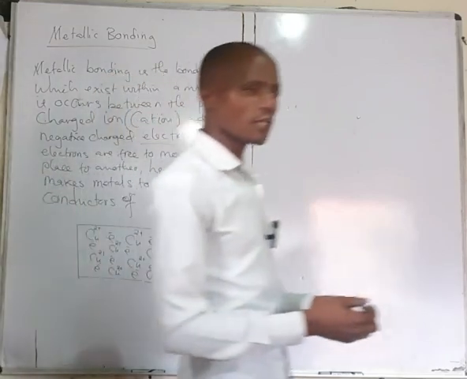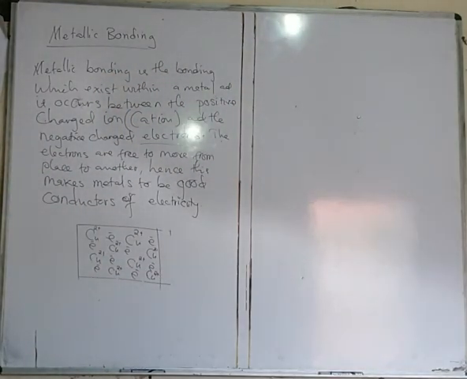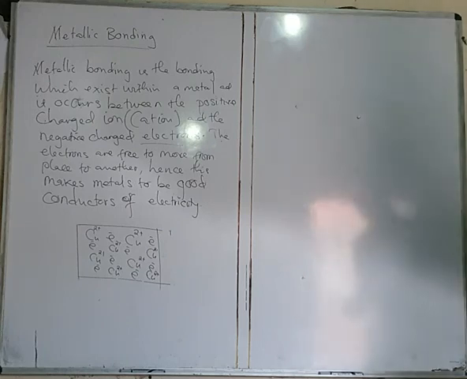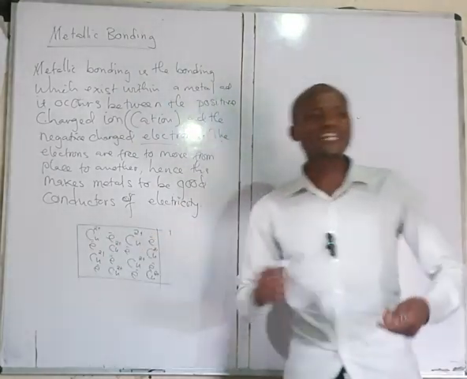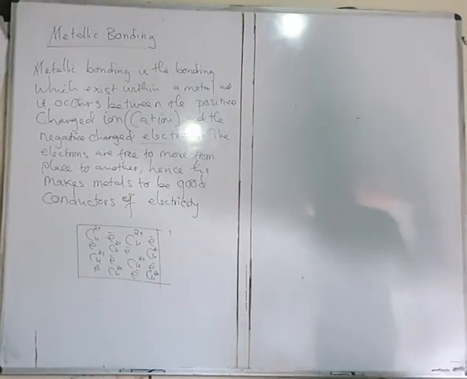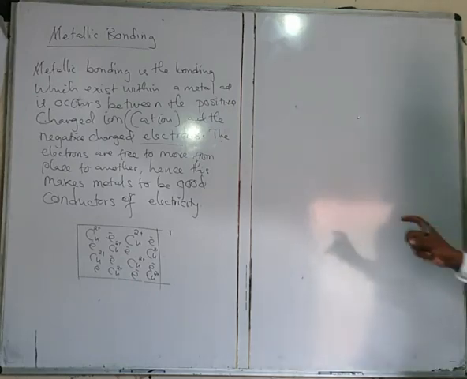Now, if I were to talk about the physical properties, metallic bonding has very, very high melting and boiling points because the force of attraction between the positive and the negative is very strong. So metals have very, very high melting and boiling points compared to even ionic compounds.